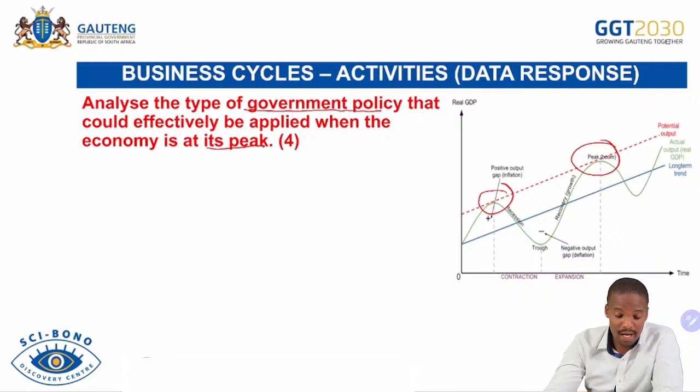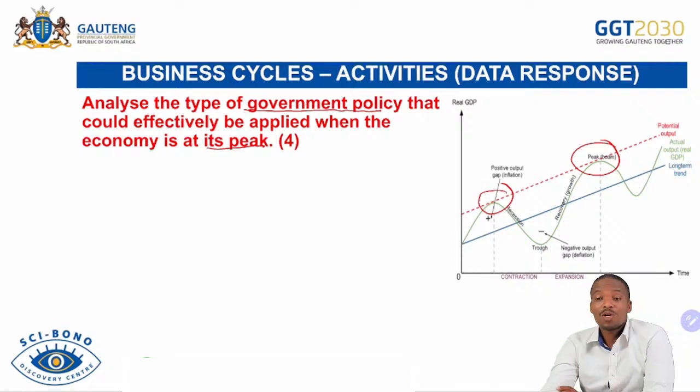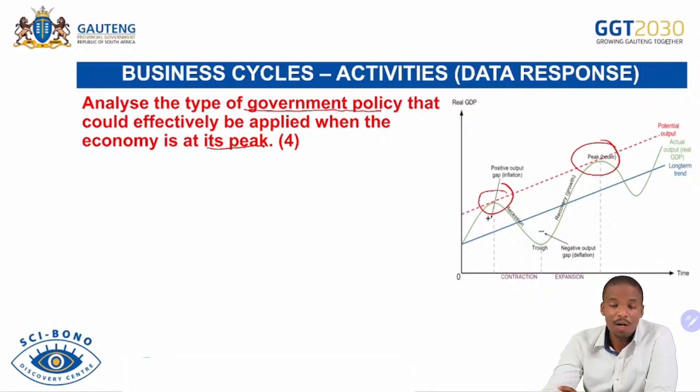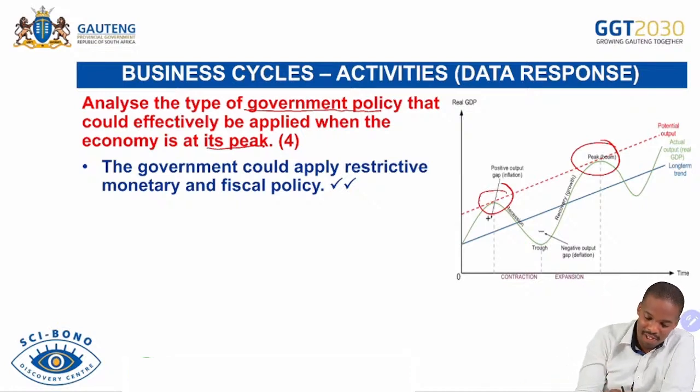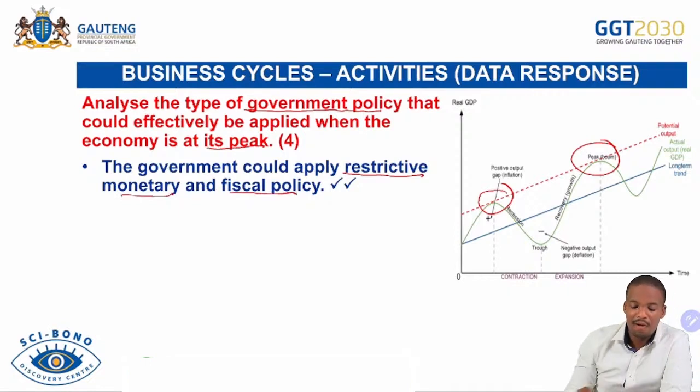You remember that during our lesson we mentioned the two government policies, the fiscal policy and the monetary policy. And then we also mentioned their instruments, which are government spending and taxation, and money supply and interest rates. So when the economy is at the peak, which government policy can we apply? The government could apply restrictive monetary and fiscal policy.